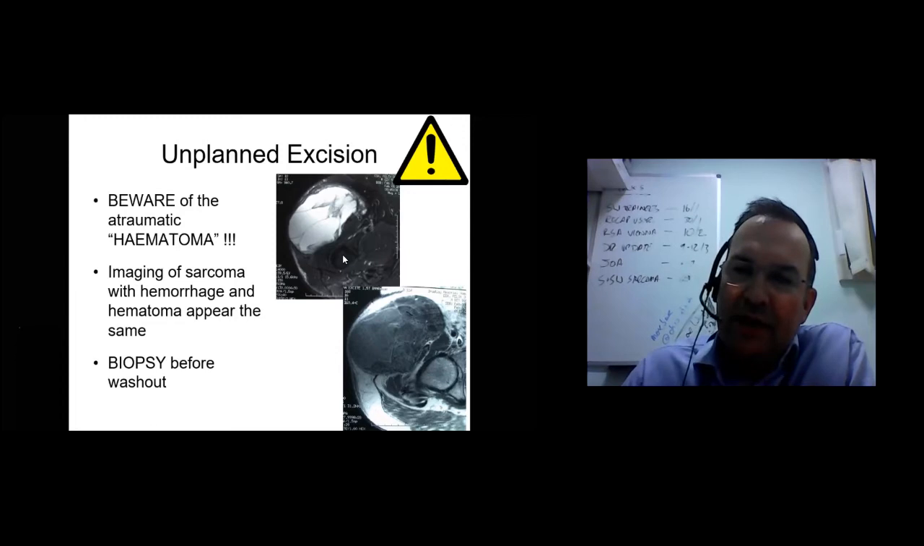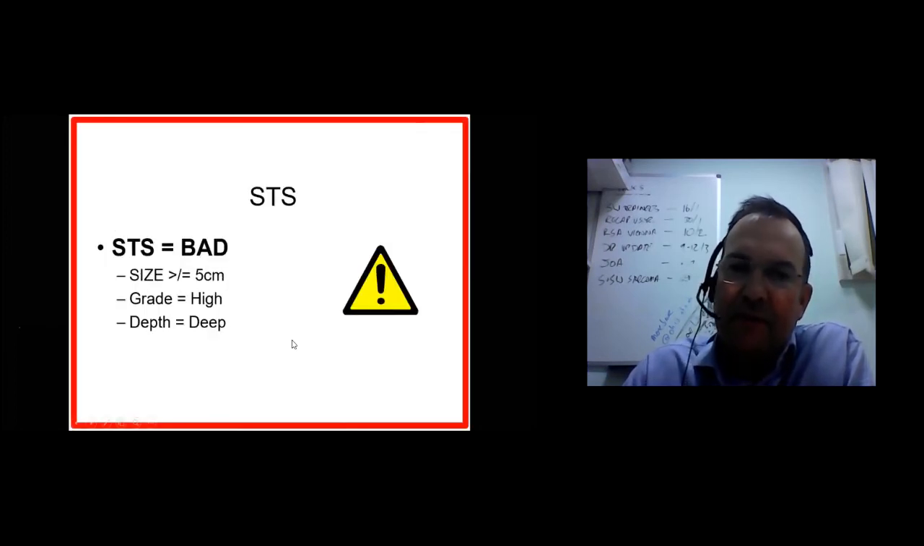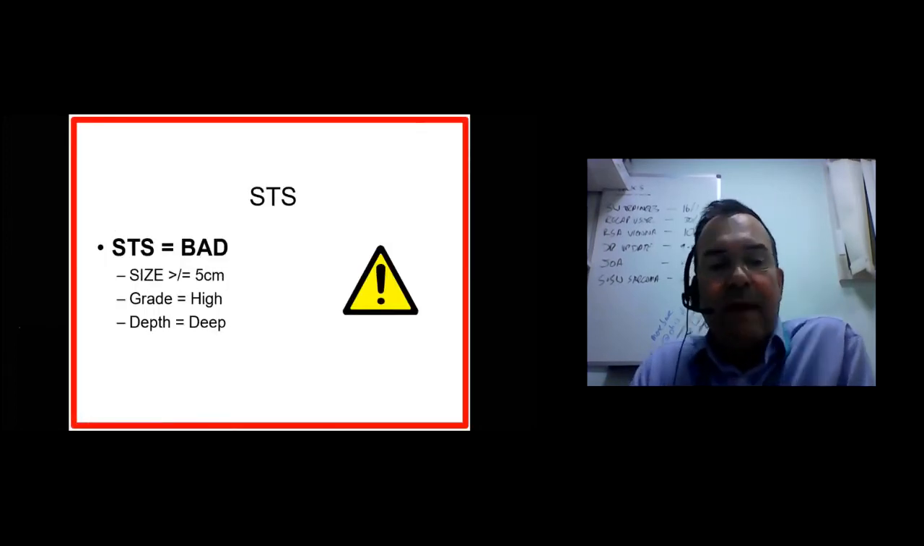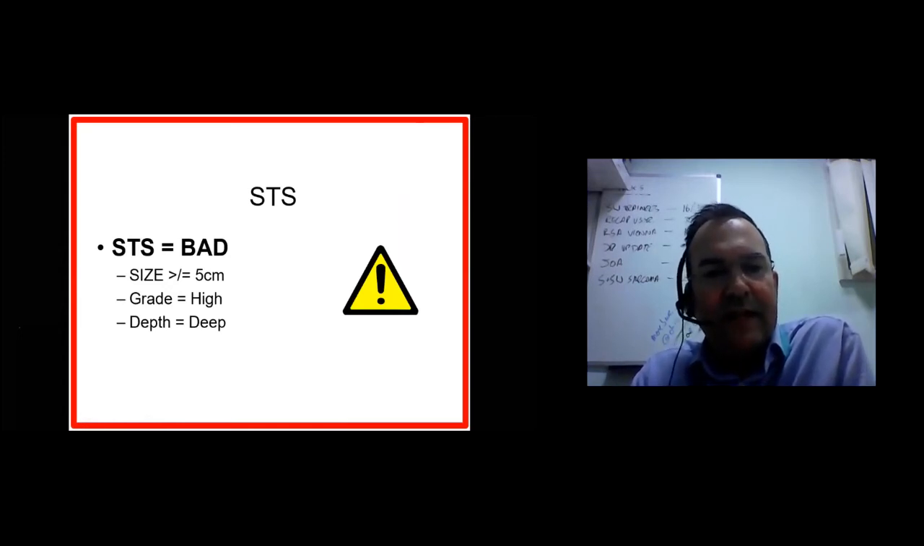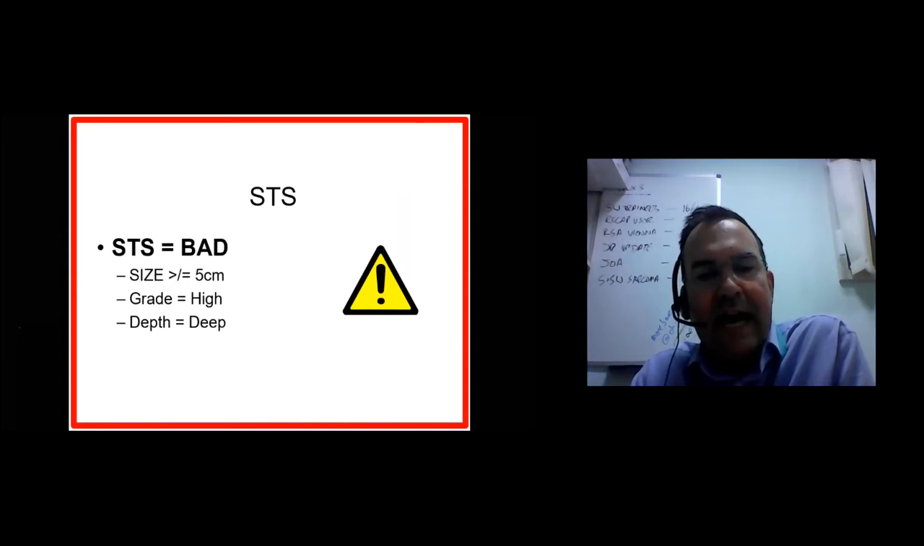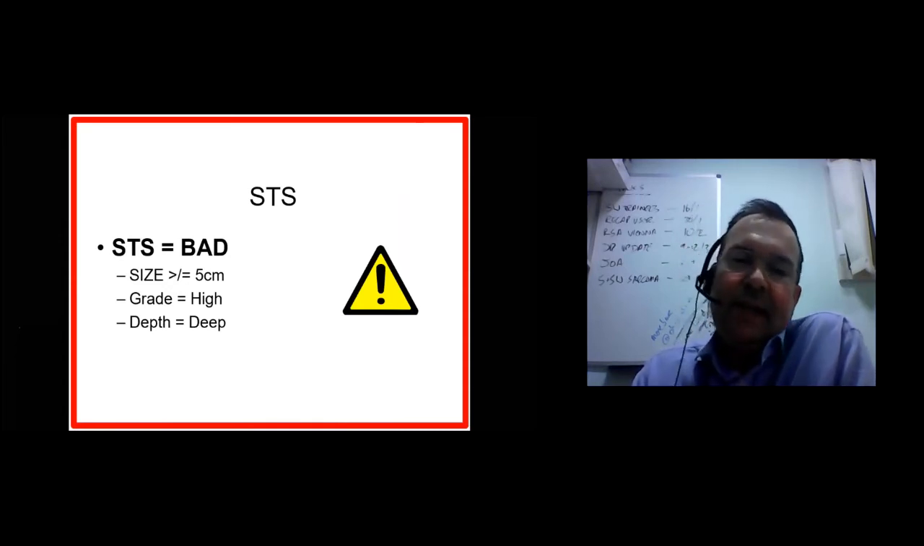One of the explanations why they get these hematomas is that the trauma to the sarcoma has made it bleed into that compartment. So remember, soft tissue sarcoma, as we said in the earlier size, bigger than 5 centimeters, high grade and deep is bad. These are tumors that are aggressive and need urgent treatment at a specialist center.